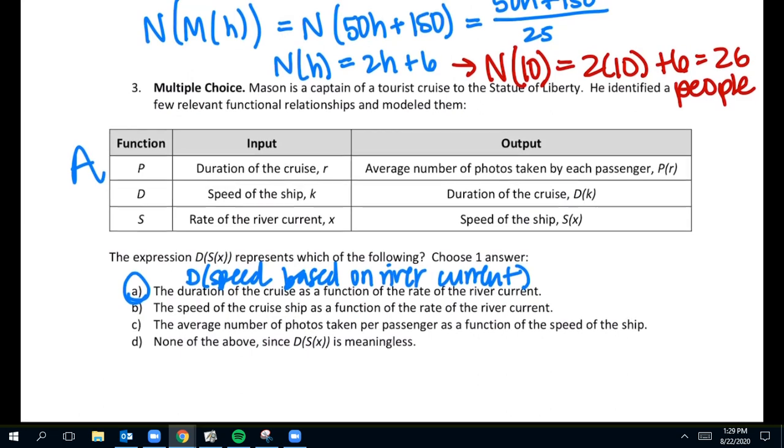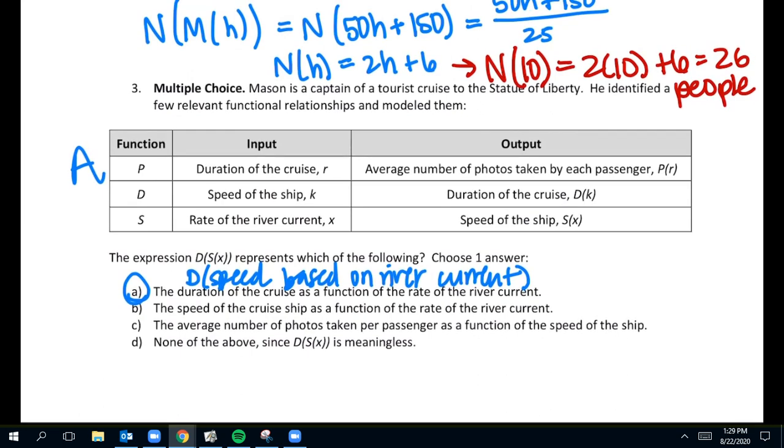With number 3, Mason is a captain of the tourist cruise, so we have the same kind of scenario as the Panthers example. And so in this case, we just want you to pick what the expression D of S of X represents. So what I like to do is just a little substitution. I'm going to find S of X right here, and that is the speed of the ship based on the river current. Because it's the speed S based on the river current X. And so I wrote that, and then that looked to me like letter A, so I went ahead and picked that.